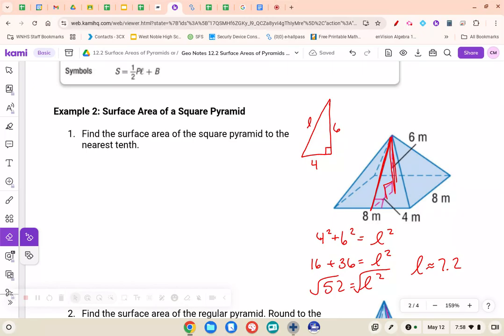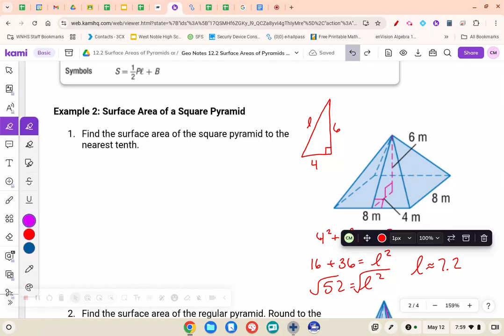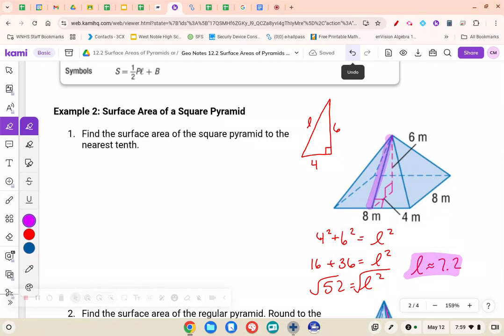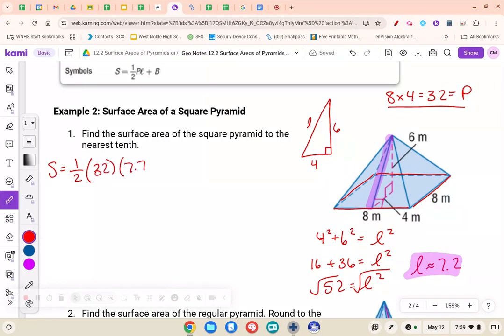We need that for our lateral area here. So let me highlight these. This is our slant height. We can also find our perimeter. The base's sides are 8, 8, 8, and 8. So you can either add those or take 8 times 4. Either way, that is 32 for our perimeter. And we have our slant height, so we can go ahead and start finding our surface area: 1/2 the perimeter times our slant height.